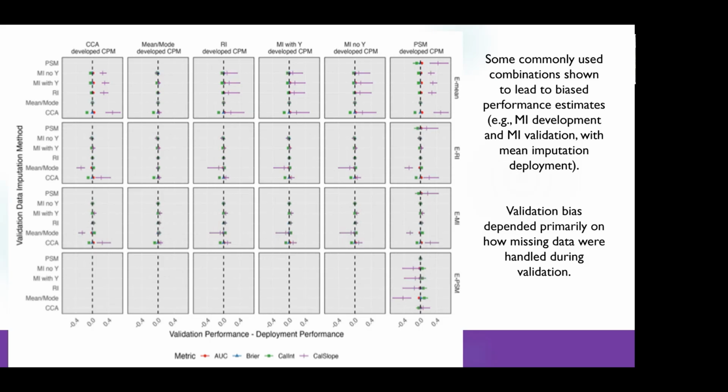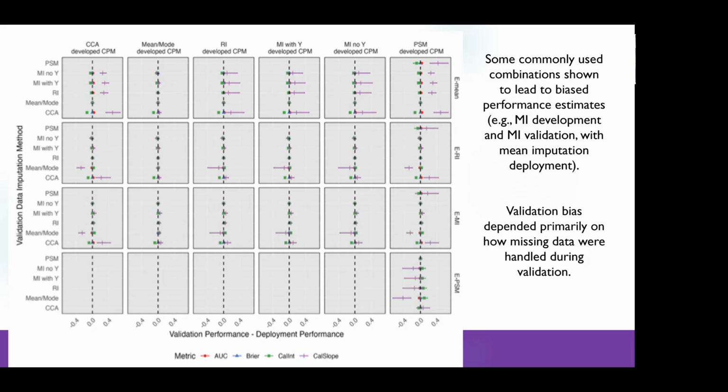The second takeaway for me is that the level of bias mattered more, or depended primarily on how the missingness was handled during validation, irrespective of how the model was originally developed. So you can see that the level of bias is pretty consistent across the columns of this plot.